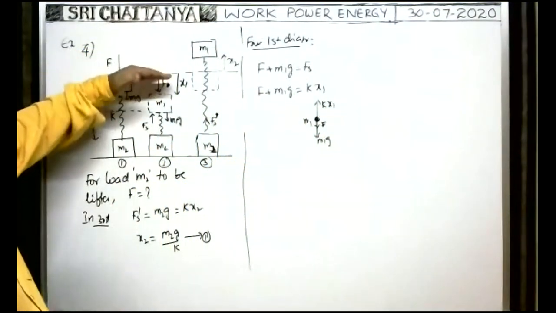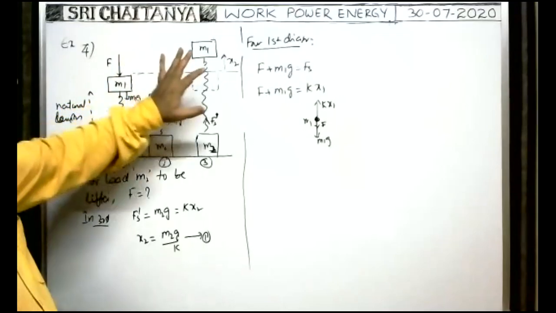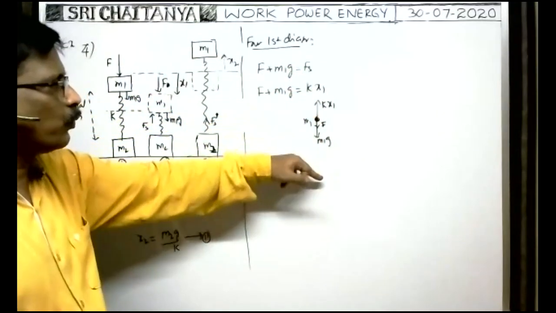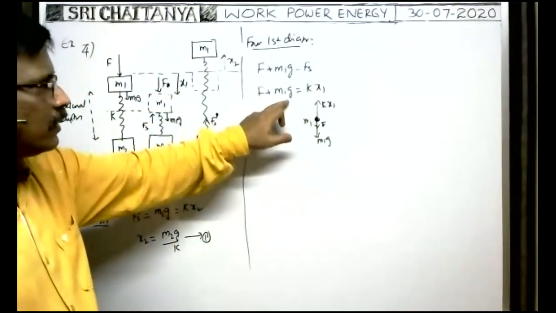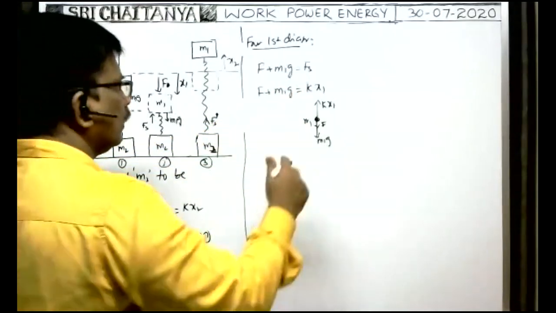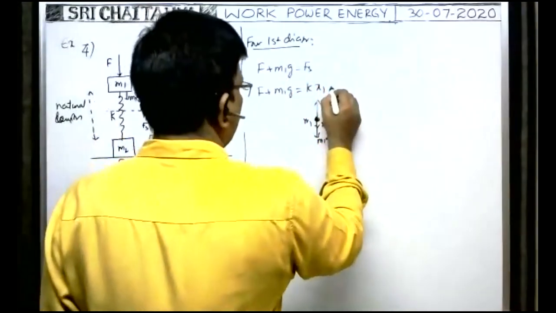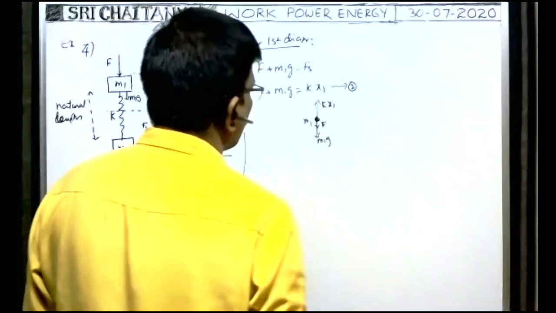Because of this applied force, when the block is under equilibrium, the upward force and downward force are equal. That's why F plus M1 g is equal to k x1. This is equation 2.